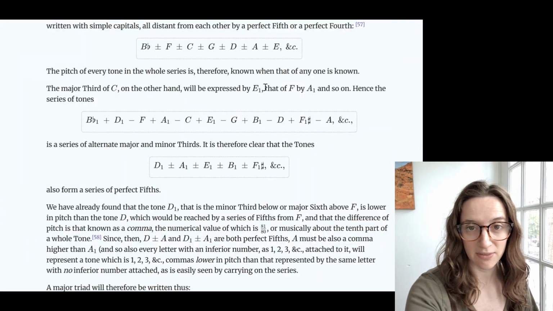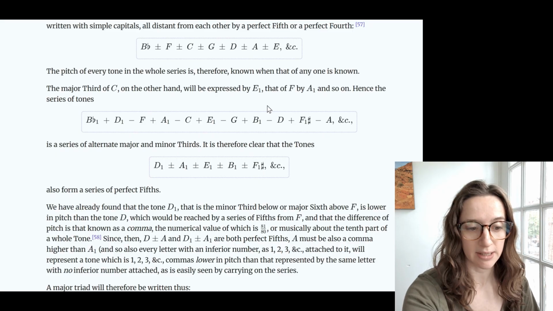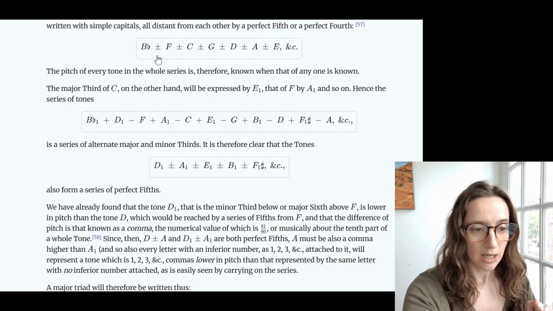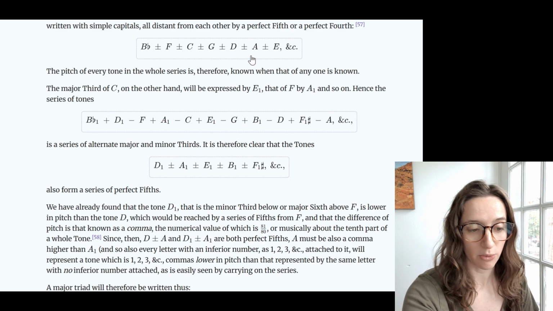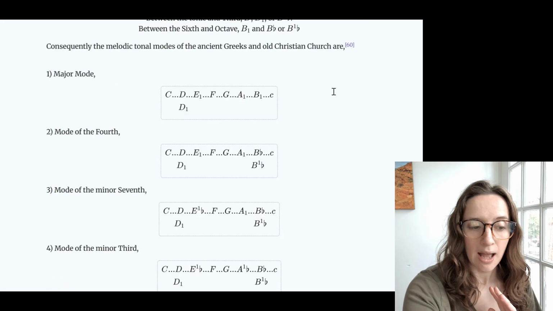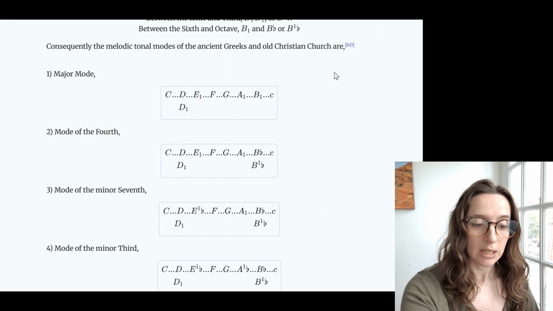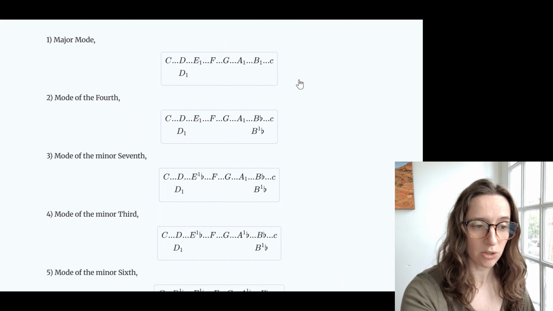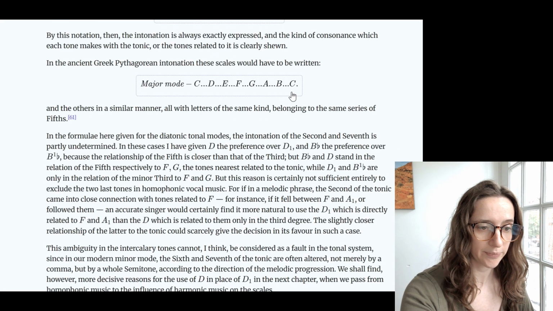At the end of last video, we got to this notation that expresses the exact intonation of notes. Notes with no subscript are defined by perfect fourths or fifths, and ones with a 1 in the subscript are defined by a major or minor third. Helmholtz has written the tonal modes of the ancient Greeks and Old Christian Church in this notation. We have the major mode, mode of the fourth, minor seventh, etc.